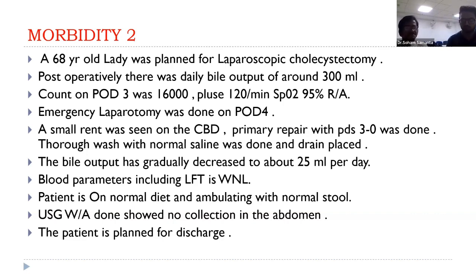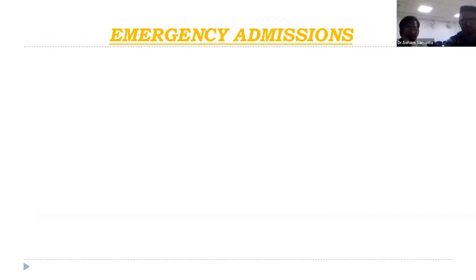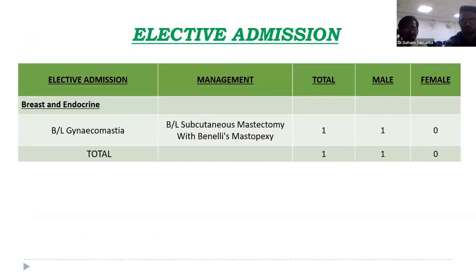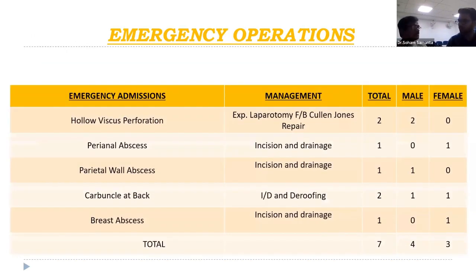Okay, go back. Then the list of the operations. You see, hollow viscus perforation. Today you know where the perforation is, so you should specify what perforation it was. It was peptic perforation. Two cases, one in the pylorus and one in the stomach. So you specify what the perforation is.